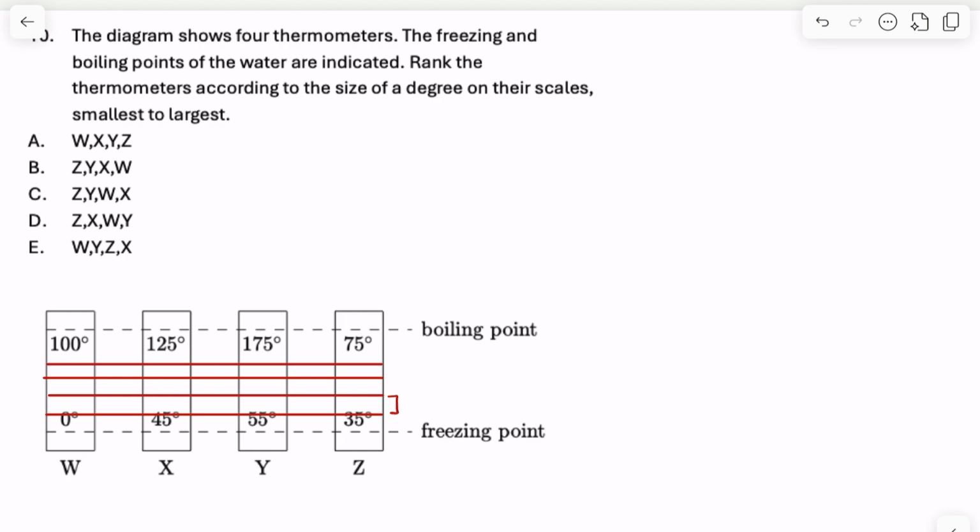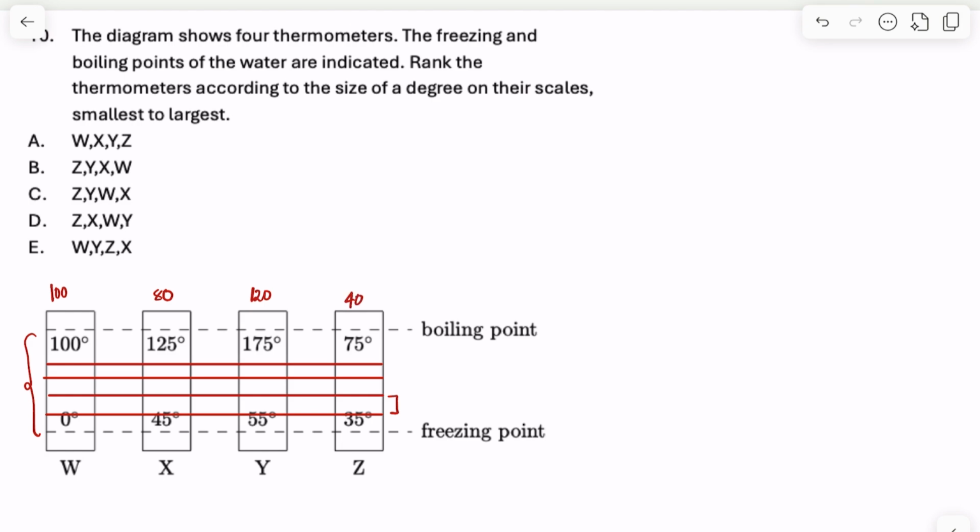So of course, to solve this one, you simply take the range of the value. So this one is 100. 125 minus 45. Okay, 125 minus 45. I have to calculate this one. I'm too tired to think. It's 80, so the interval is 80. 175 minus 55 is 120. And then 75 minus 35 is 40.